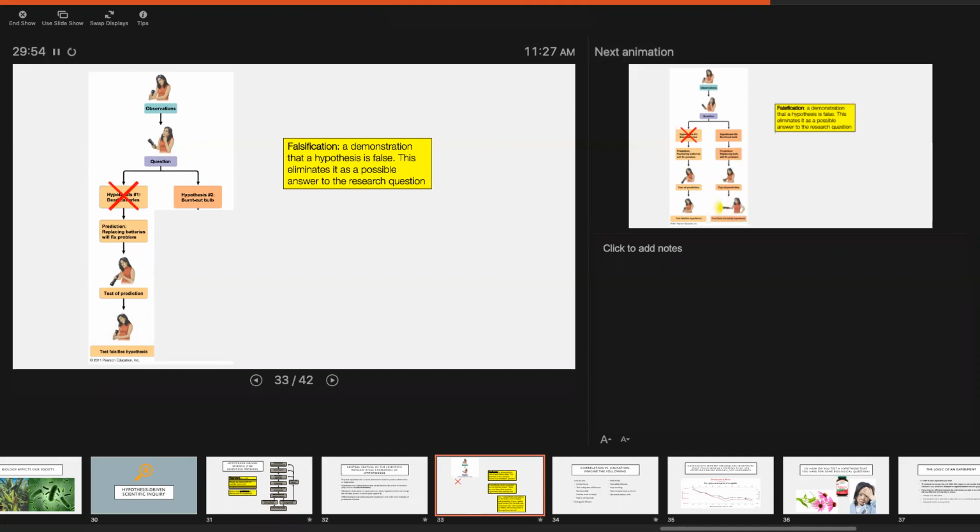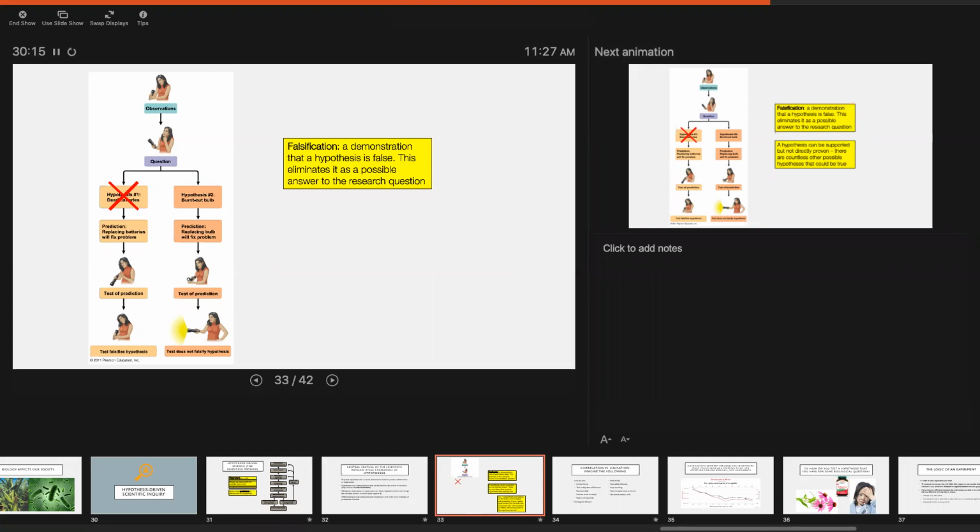Okay, so we eliminate hypothesis one and we move on to hypothesis two, where we test the prediction by replacing the bulb. The prediction is that if we replace the bulb, it should fix the problem. And once we've replaced the bulb, the flashlight works. So now we have supported our hypothesis.